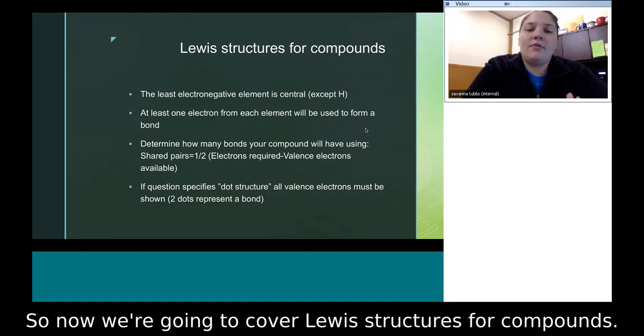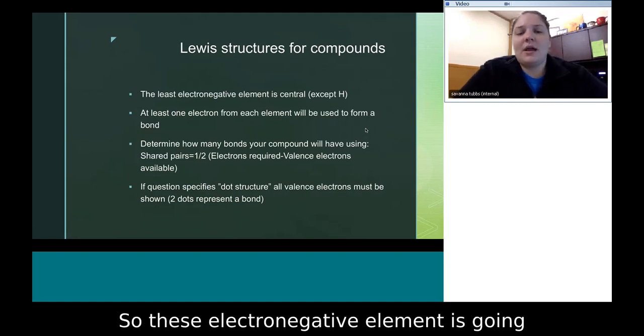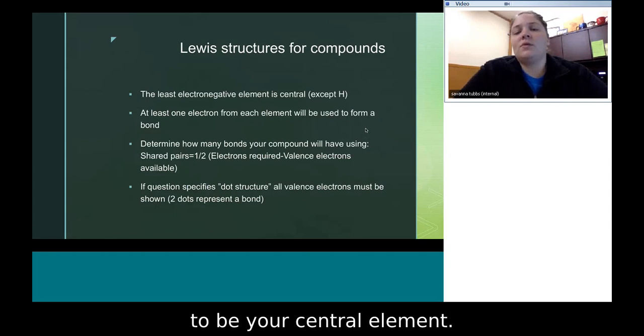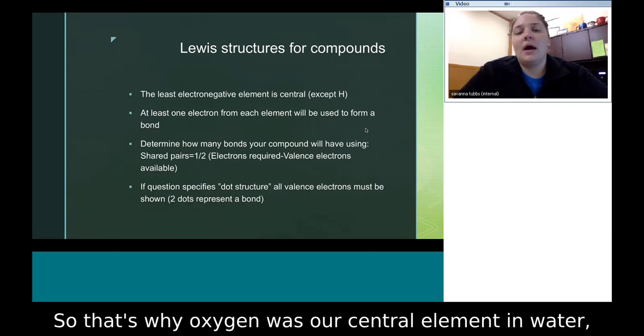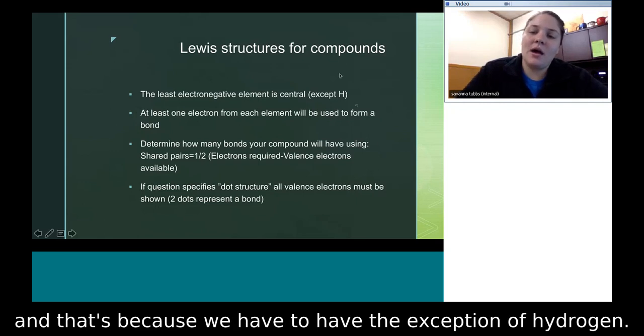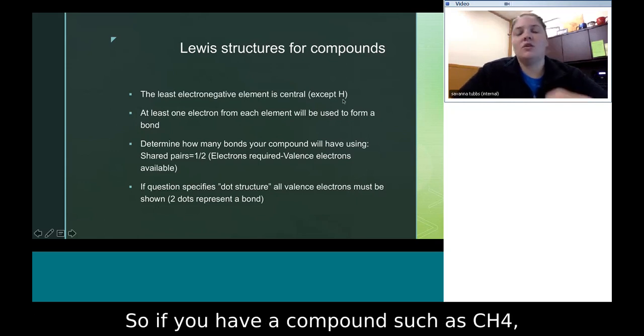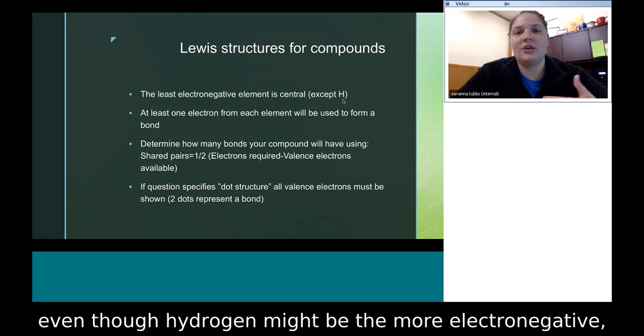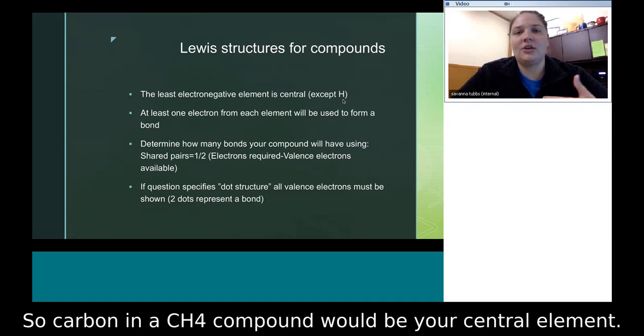So now we're going to cover Lewis structures for compounds. The least electronegative element is going to be your central element. So that's why oxygen was our central element in water. And that's because we have to have the exception of hydrogen. So if you have a compound such as CH4, even though hydrogen might be the more electronegative, it is the exception. So carbon in a CH4 compound would be our central element.